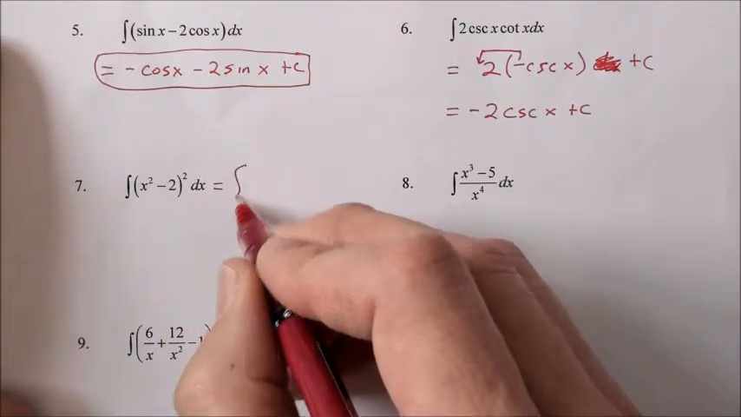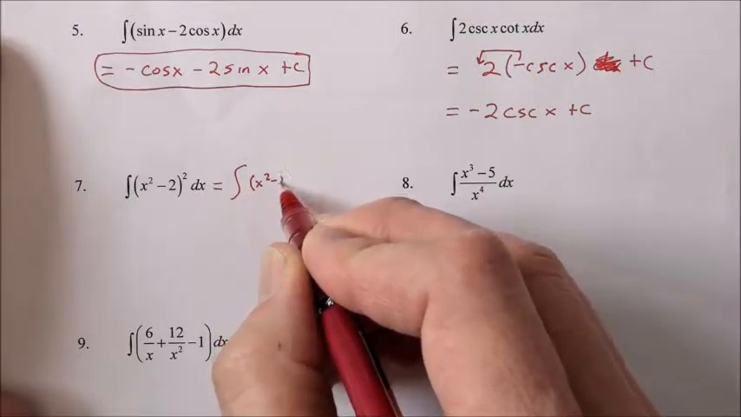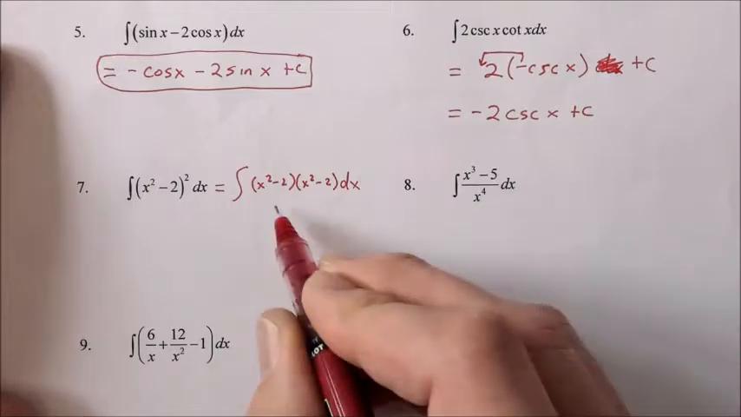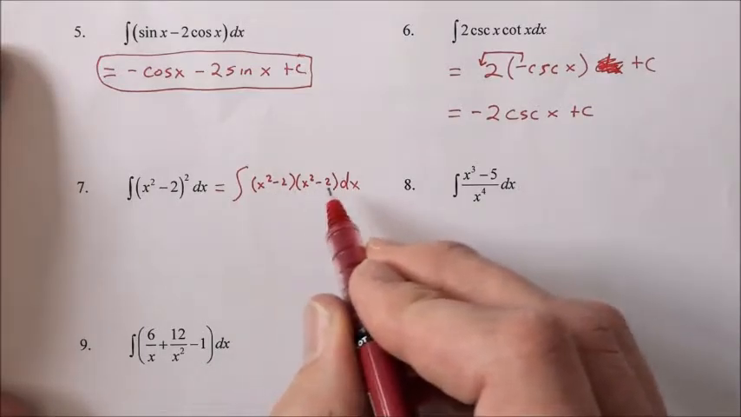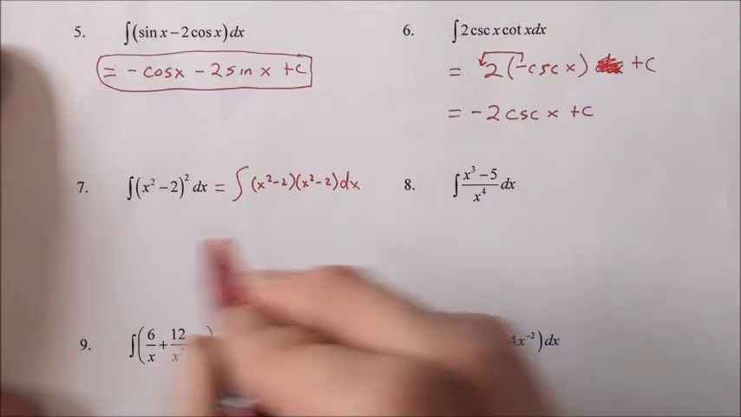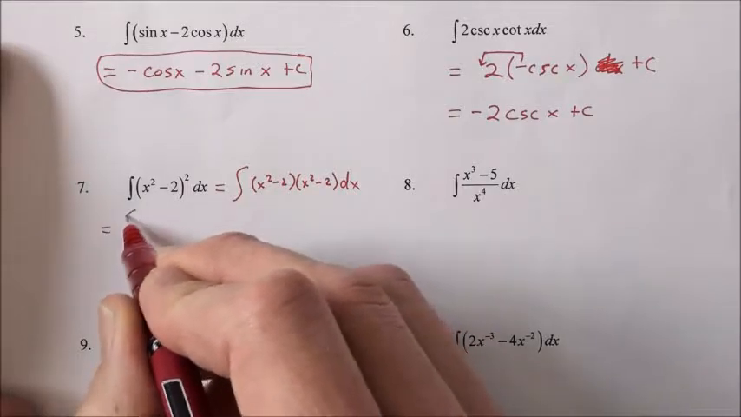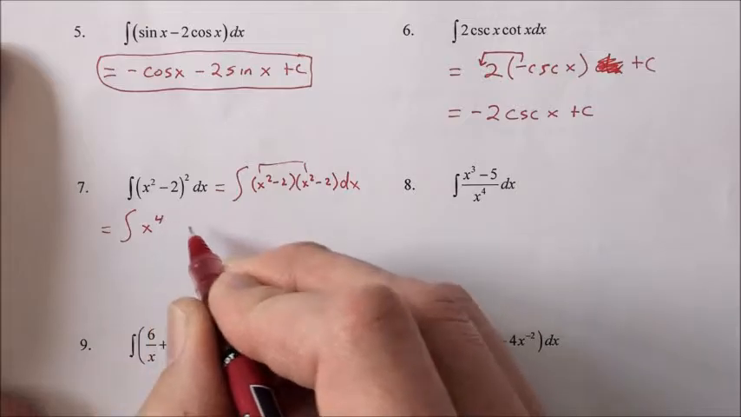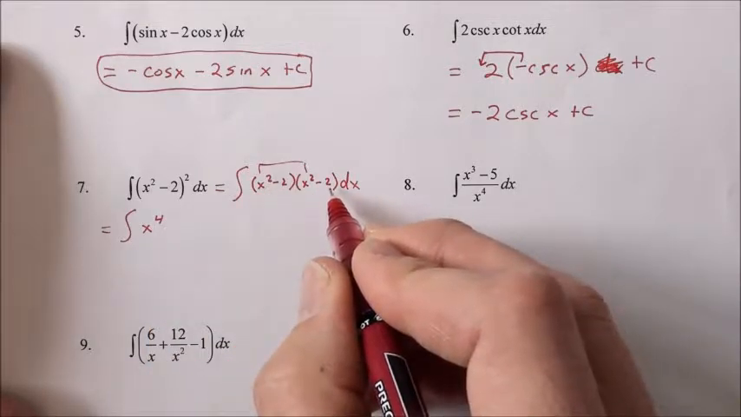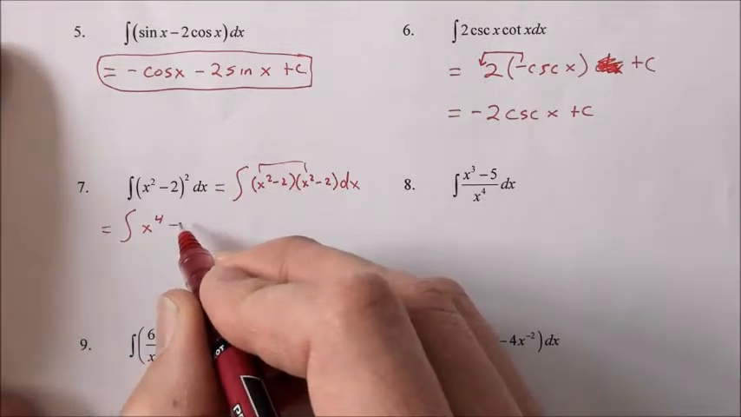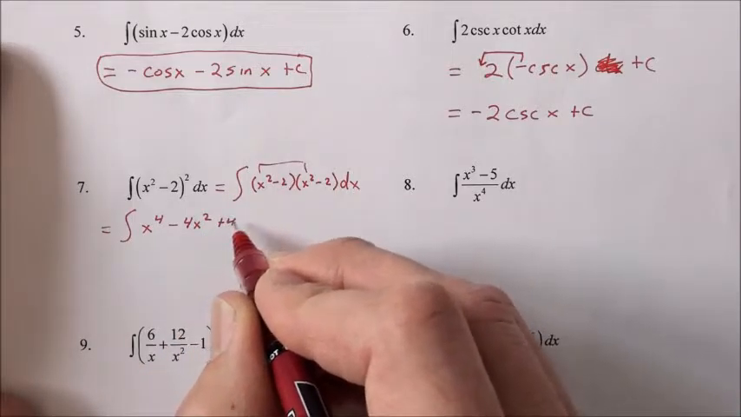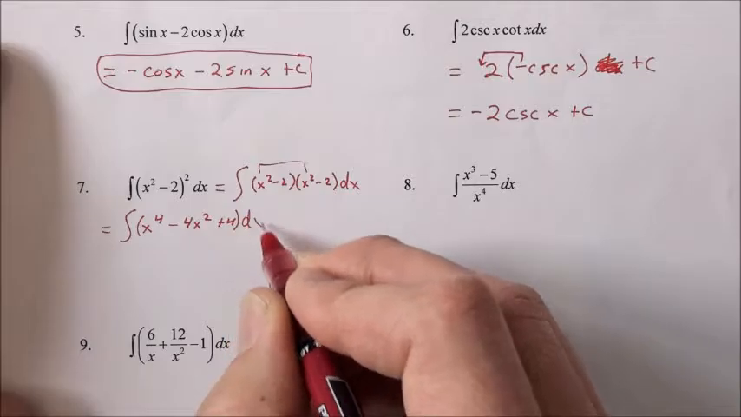So this is the same thing as the antiderivative of x squared minus 2 times itself. Okay, but we still have a product, so we cannot do our antiderivatives yet. We need, in fact, to rewrite it a little bit more. We have to FOIL, so we have first x to the 4th. Outside gives us negative 2x squared, and inside doubles that, so it's negative 4x squared. And then last is plus 4, and that's all dx.